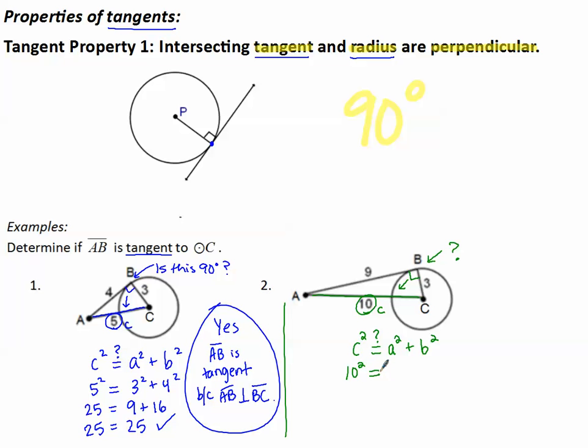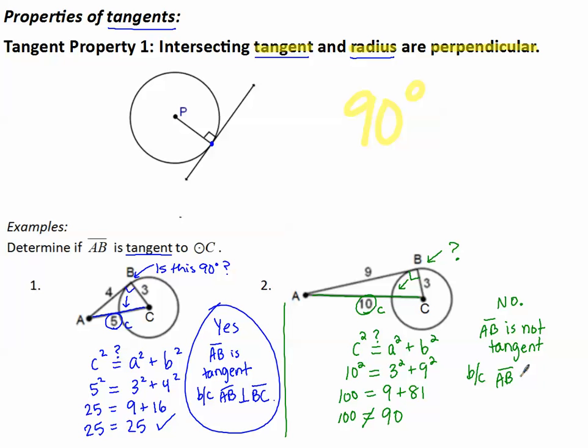10 squared maybe equals 3 squared plus 9 squared. 100 equals 9 plus 81. 100 equals 90. Wait a minute, doesn't equal 90. So no, AB is not tangent to this circle. Why? Because AB is not perpendicular to BC.